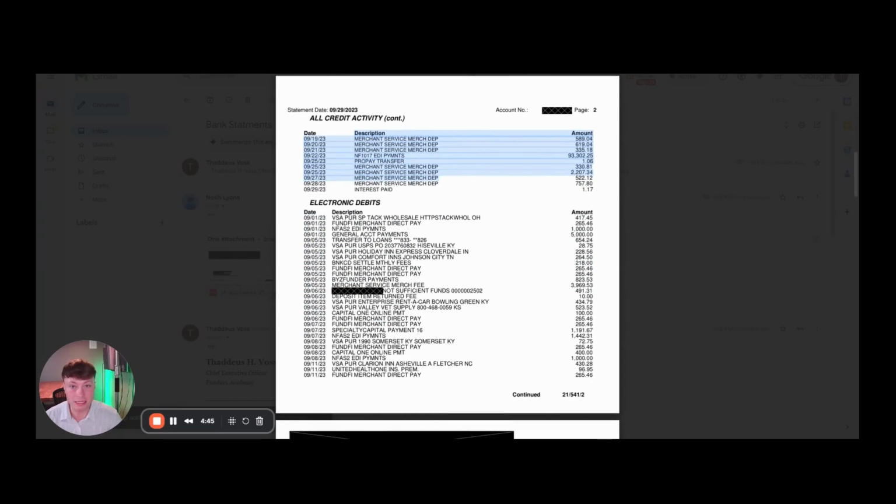Okay, so now this is electronic debits. This is going to be the second thing that we're going to start looking for within the bank statements. This is going to be able to identify where there is debt. Debt is going to be classified as recurring daily or weekly payments from a funding company. That's going to be merchant cash advance debt.